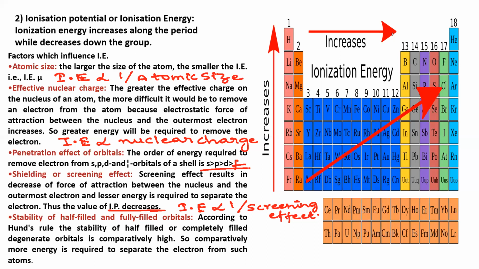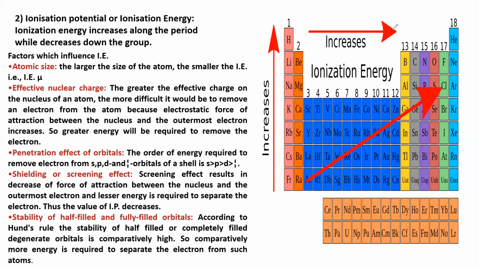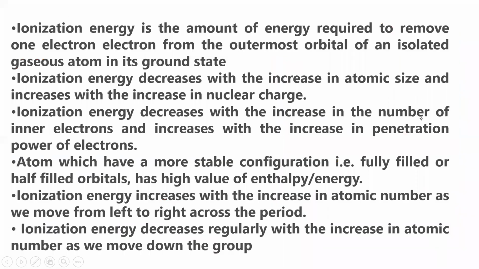So this is the trend in ionization energy. If you see the diagram here, it is increasing. Ionization energy increases from left to right, that is across the period. The ionization energy trend is given here clearly. In this also we have some exceptions, and we'll discuss those exceptions too.